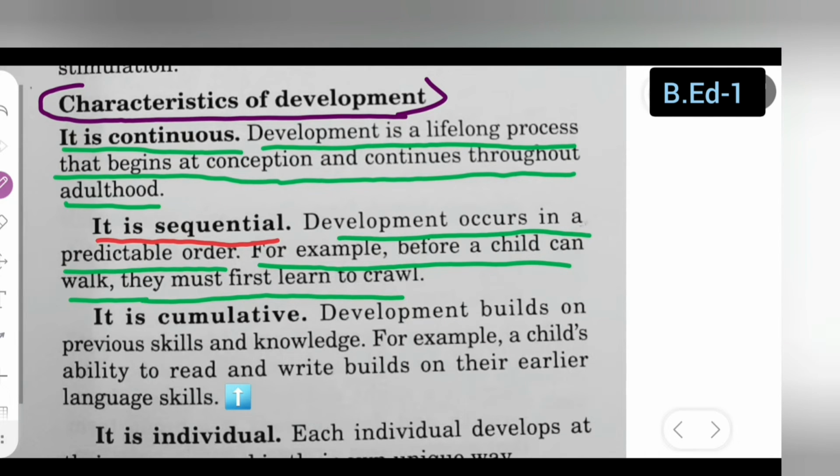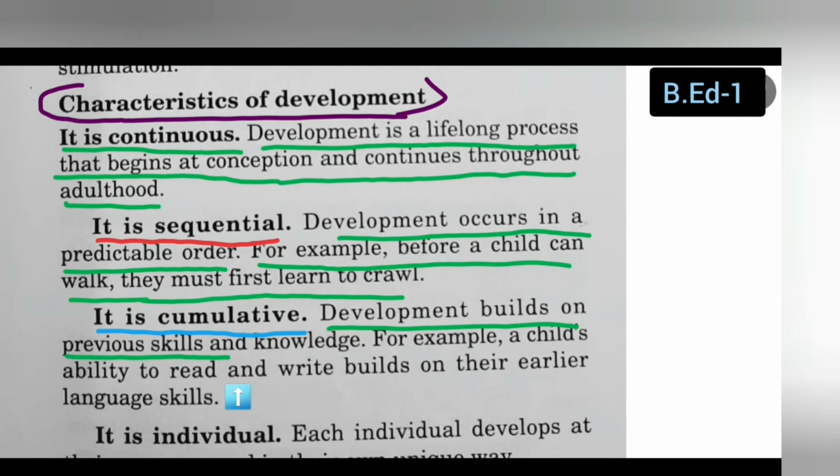Next, it is cumulative. Development builds on previous skills and knowledge. For example, a child's ability to read and write builds on their earlier language skills.